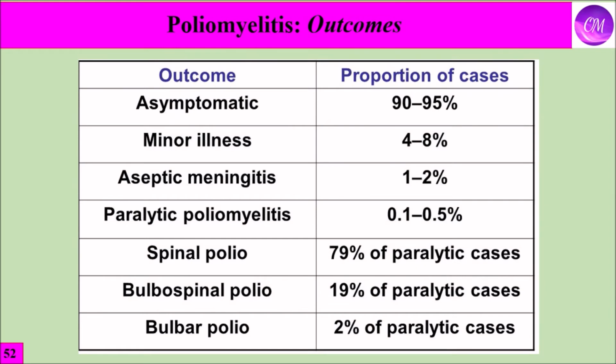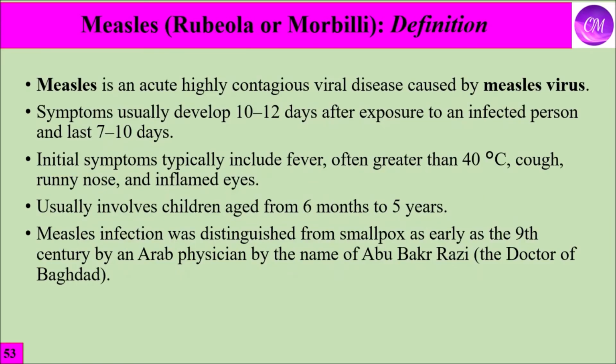And the outcomes of poliomyelitis may be asymptomatic, 90-95%, minor illness, aseptic meningitis, or paralytic poliomyelitis, that we discussed, the spinal, bulbospinal, and bulbar polio cases, types.